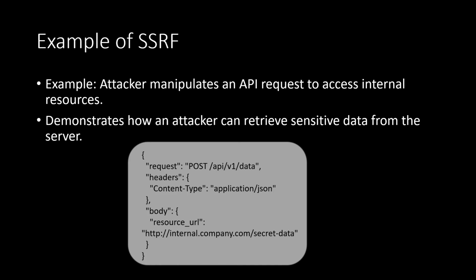Let's consider an example where an attacker manipulates an API request to access internal resources. This example demonstrates how an attacker can retrieve sensitive data from the server. In this example, the attacker manipulates the resource URL parameter in the request body to point to an internal resource. If the API does not properly validate this input, the server will retrieve and return the sensitive data from the internal resource, illustrating the SSRF vulnerability.